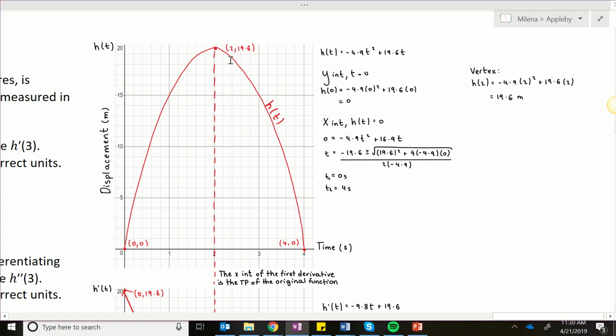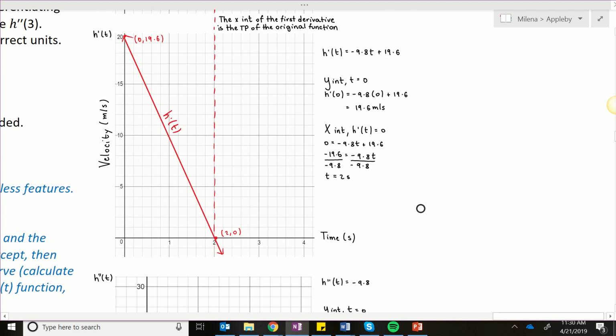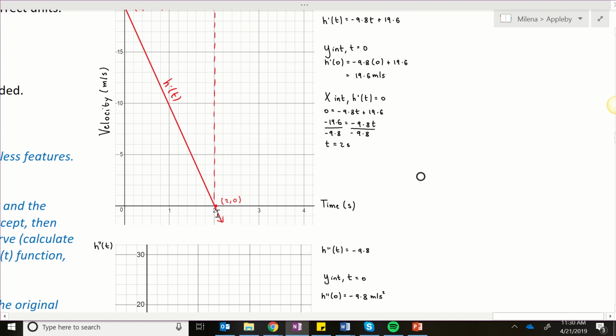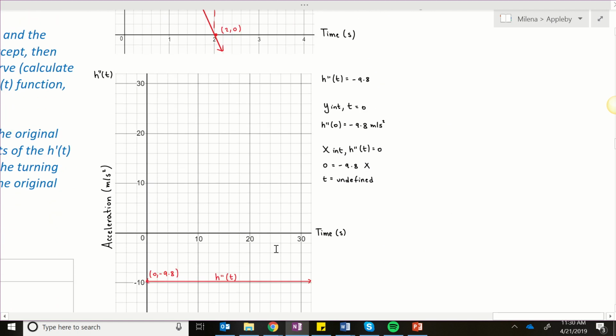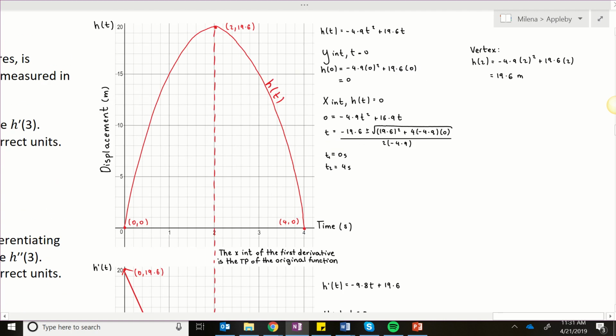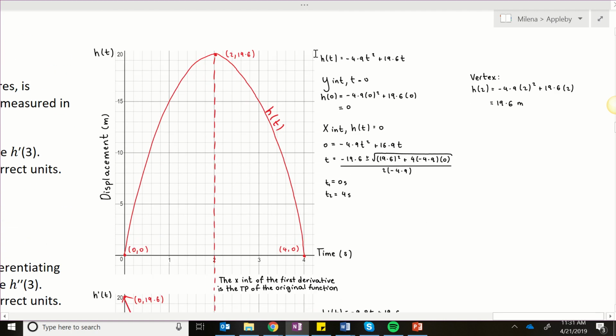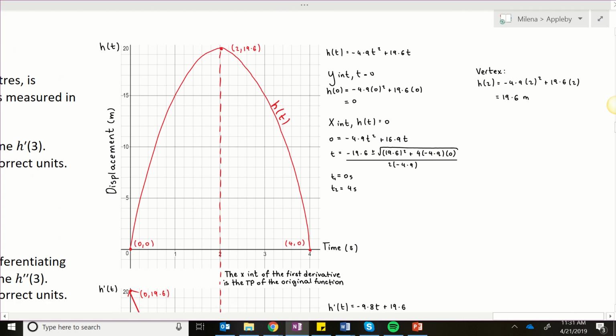Now, from 2 to 4 seconds, my velocity values are negative, right? And also, my acceleration value is still negative. And having the same velocity and acceleration signs, we can conclude that the ball is speeding up because the sign of the velocity aligns with the sign of the acceleration, right? They work together to cause the ball to speed up.